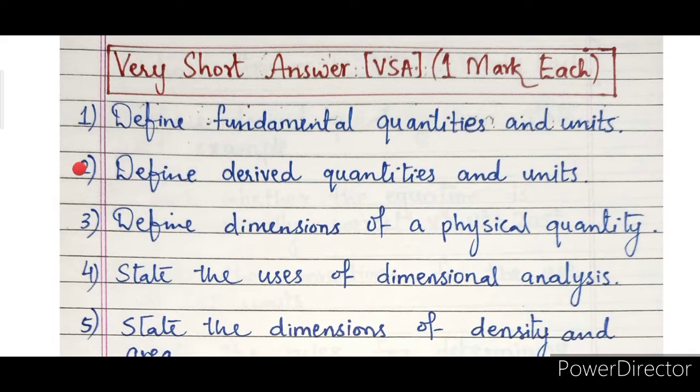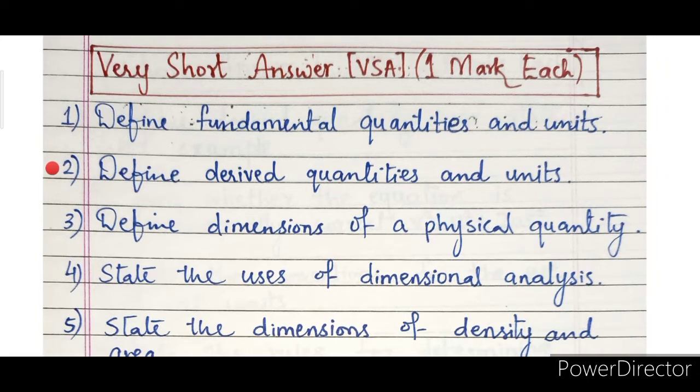Second question is, define derived quantities and units. The answer for this question is given on page number 1 in the textbook. Students are supposed to write the answer like, the physical quantities which depend on some or all of the 7 fundamental quantities and can be expressed in terms of these quantities are called derived quantities, and their units which can be expressed in terms of the fundamental units are called derived units.